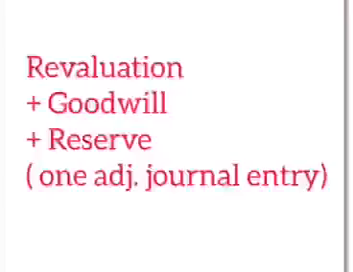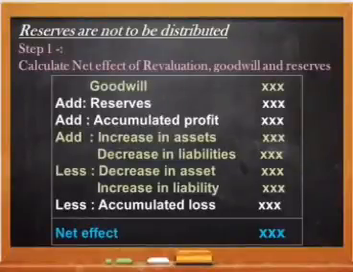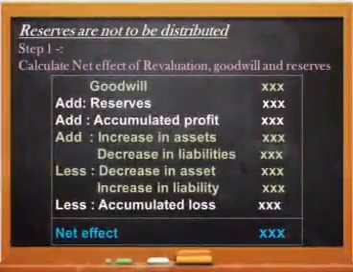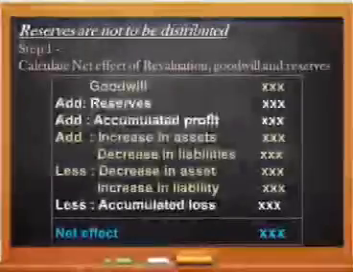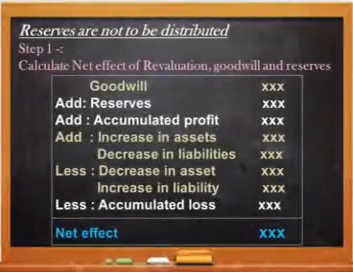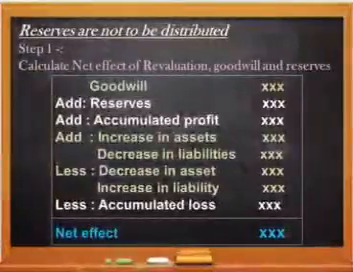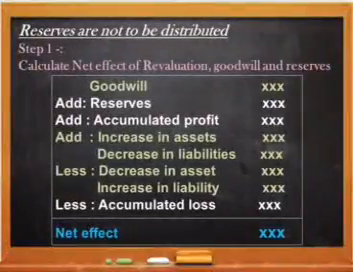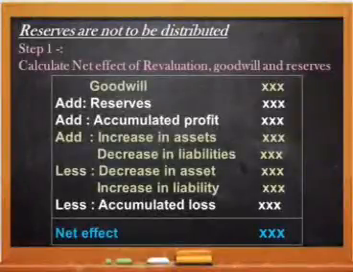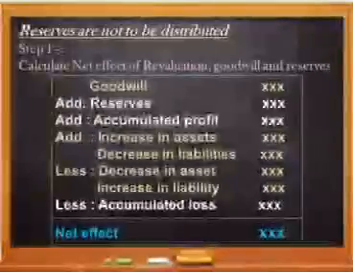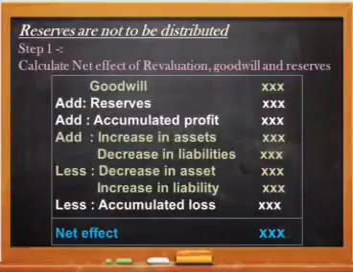In such a scenario, instead of passing three separate journal entries of goodwill, revaluation and accumulated profit or losses or reserves, we can pass a single adjustment entry. For this, when we calculate the step 1 net effect, along with goodwill and the revised value of assets and liabilities, we also add reserves and accumulated profit, and subtract any accumulated loss, like deferred revenue expenditure, advertisement, suspense, etc., and find out the net effect of revaluation, goodwill and reserves. After that, all the steps are common.